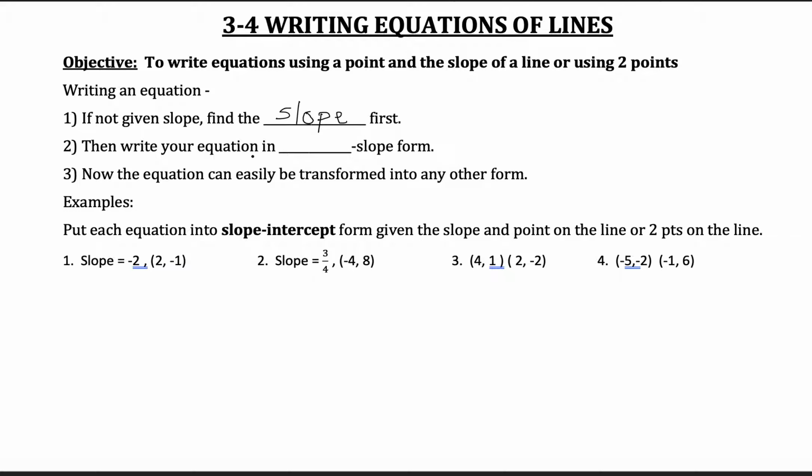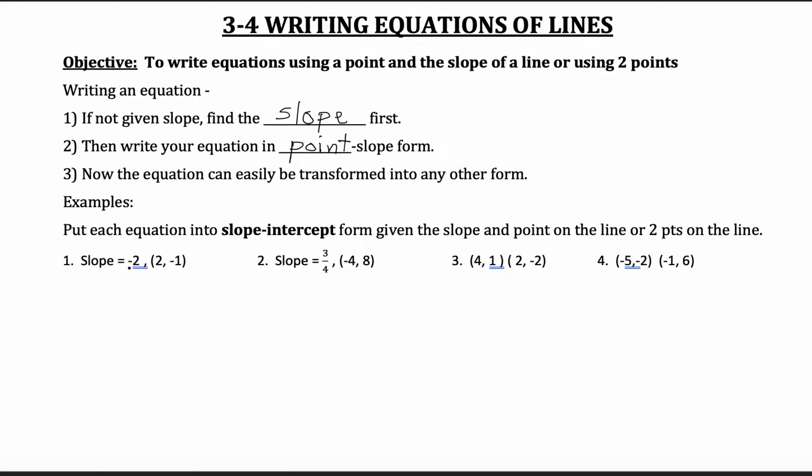Then you're going to write your equation in point-slope form. Once you have the equation in point-slope form, it's easy to transform into any other form that you might need it in. So in our examples, we're going to put each equation into slope-intercept form, given the slope and point on the line or 2 points on the line.